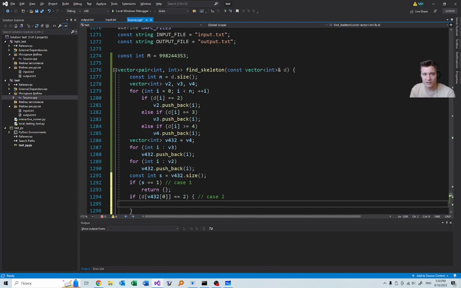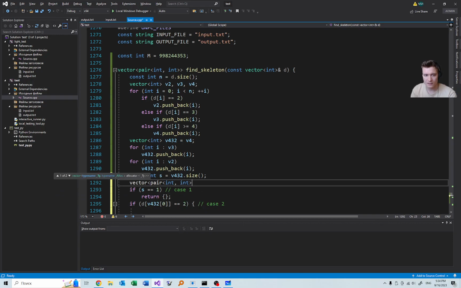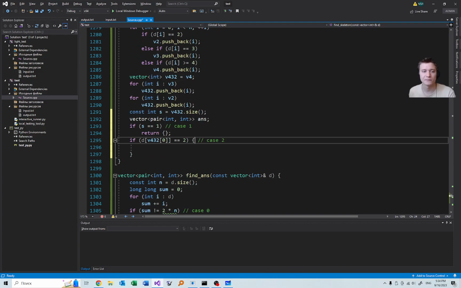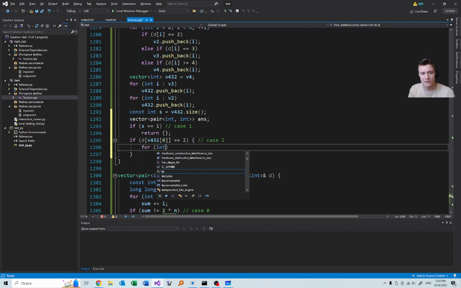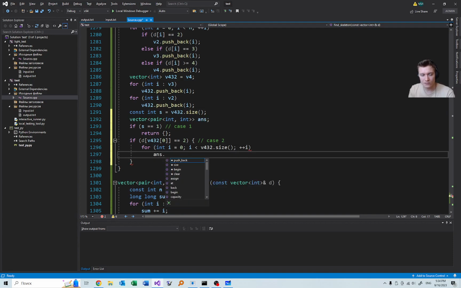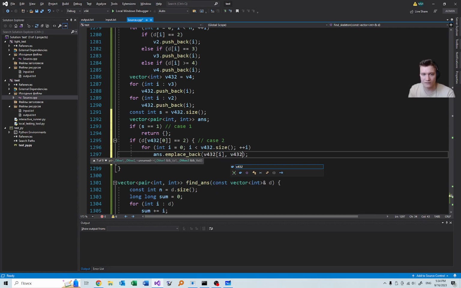How do we make a huge cycle? I think I will write vector pair int answer, and I will have my answer in this variable. So here we iterate over all vertices of degree 2, and we say that ans dot emplace back of vertex I and vertex next after I.